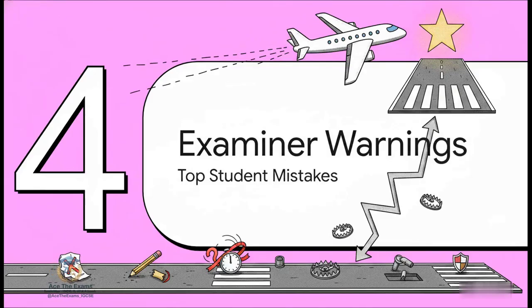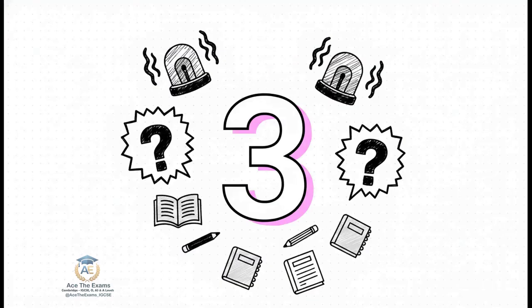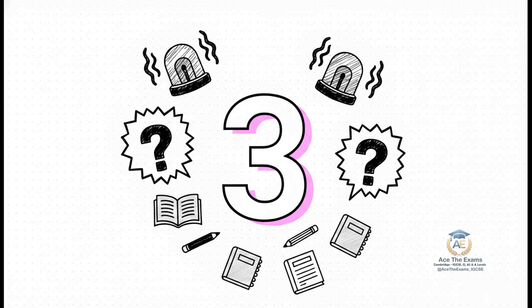Section 4. Examiner Warnings. Let's identify the debris on the runway. Listen closely, because according to the senior examiners, there are exactly 3 major emergency warnings that consistently drop student points in Paper 4. We are going to isolate these 3 hazards right now so you never, ever trigger them.